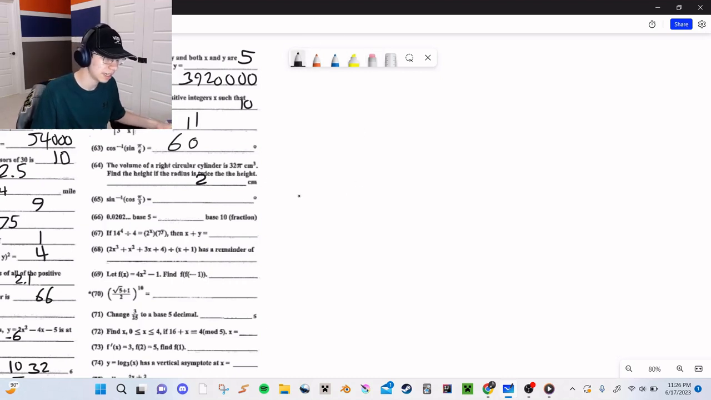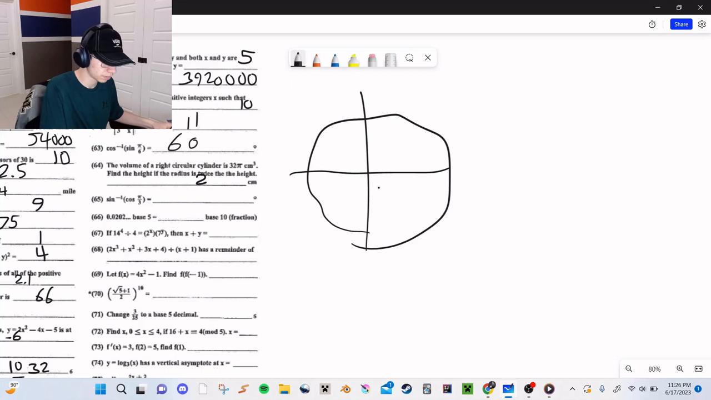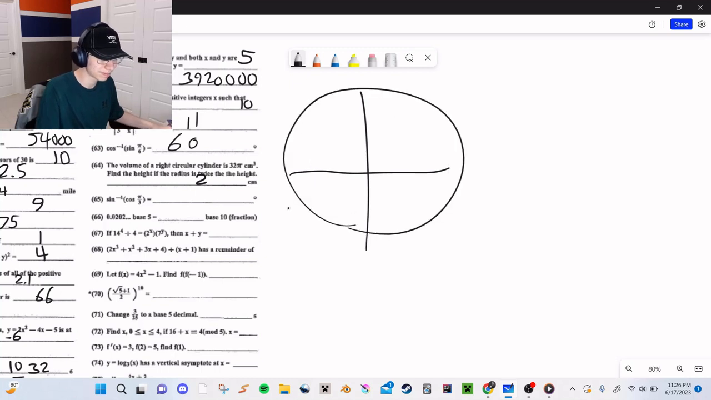Okay, so 65 is another trigonometry question. We want to find the inverse sine of cosine of pi over 3. I think I will make a unit circle video eventually. So this is going to be a little bit of a rushed explanation. So that is not a circle. Closer.